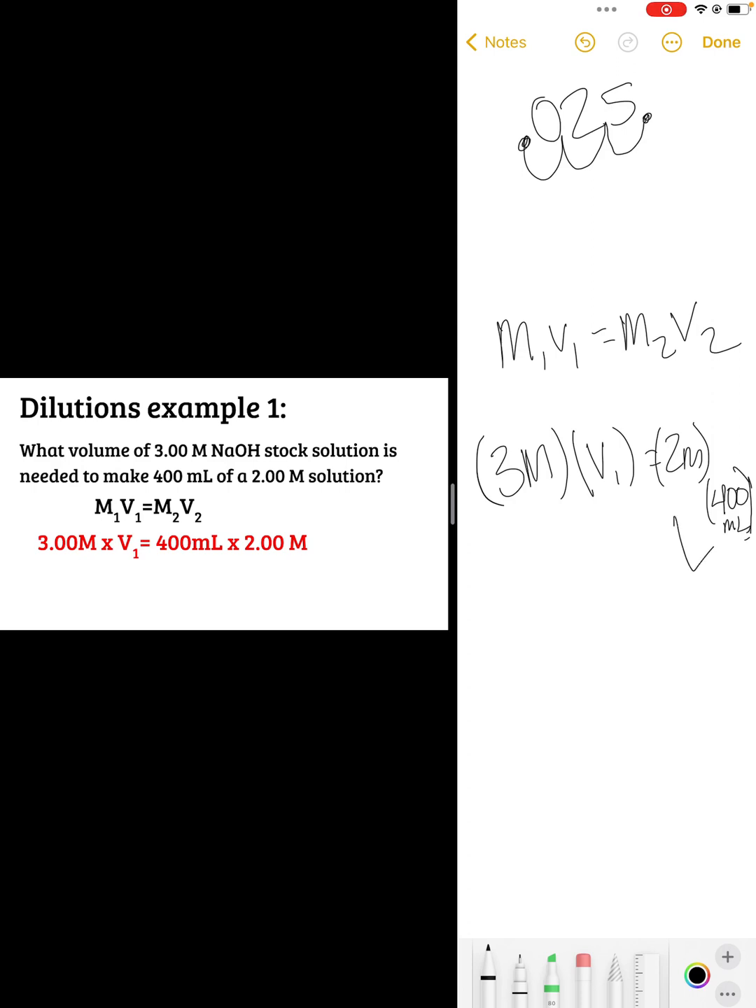So I would go ahead and multiply this side. 2 times 400 is going to be 800 equals 3x, basically. I replaced the V with x. Next, I need to get x by itself, so I'm going to divide by 3. And then 800 divided by 3 is going to be about 266.7. And my unit is milliliters since we are talking about volume.